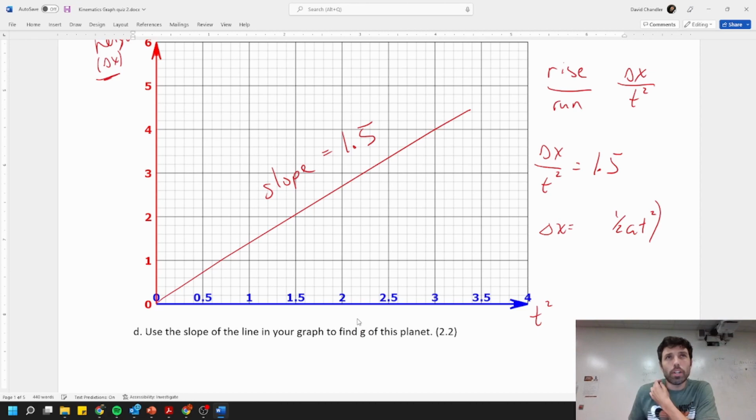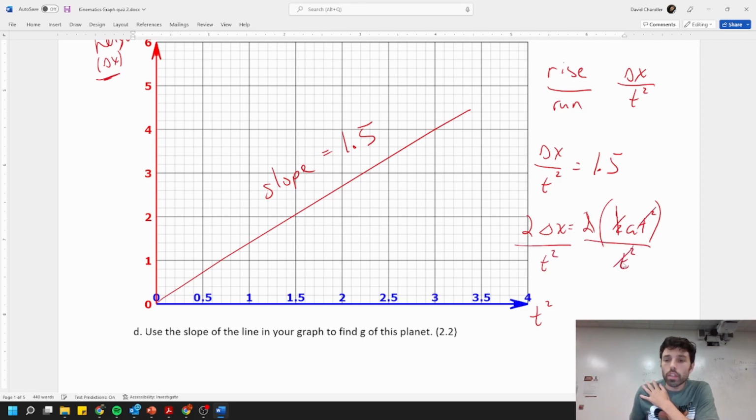We call acceleration on planets g because the cause of the acceleration is gravity, but every planet has its own g, right? So g on Earth is 10 or 9.8, but this planet, we don't know what it is. We're trying to find it. So we're going to solve for a, because that's the acceleration. I'm going to multiply both sides of the expression by 2 to cancel out the 1/2 there. Then I'm going to divide by t squared.